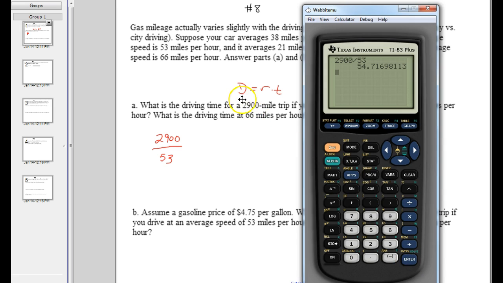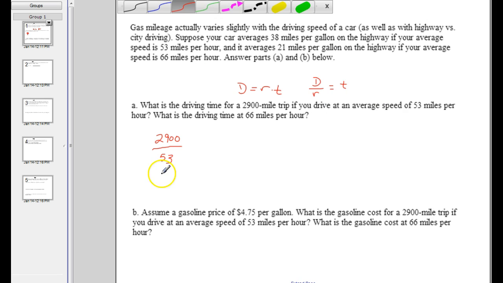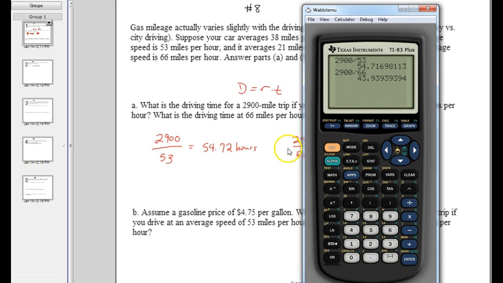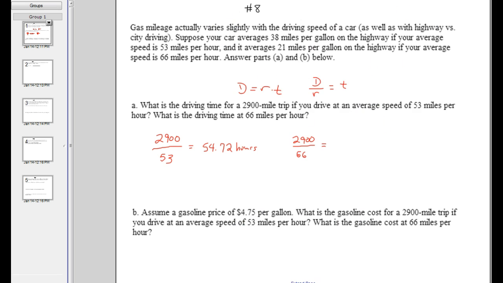I get 54.72. That's hours. And then if we have an average speed of 66 miles per hour, so 2,900 divided by 66 equals 43.94. And again, that's going to be hours. So we saved ourselves about 11 hours of drive time.